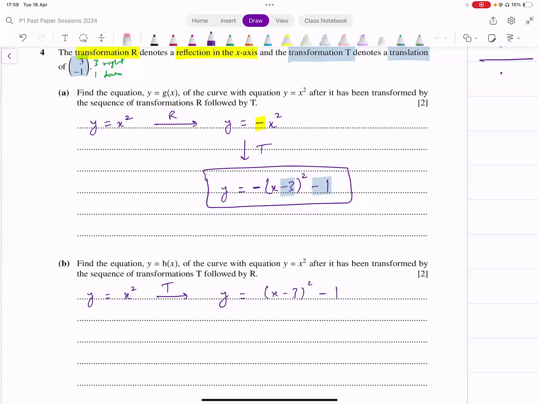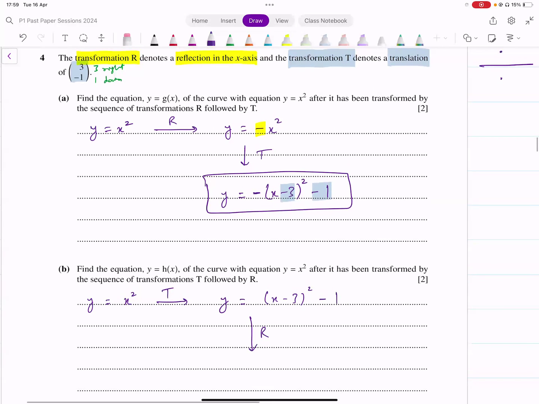3 is subtracted inside because you're going right. In horizontal transformation, that means minus something. You're going down by 1 unit, that means minus 1 outside. Okay, that's what we get. Then the second transformation happens, that's r. R is reflection in x-axis. That's a vertical transformation because reflection in x-axis means any point that was above the x-axis goes below the x-axis, and any point that was below goes above. So it's a vertical reflection.